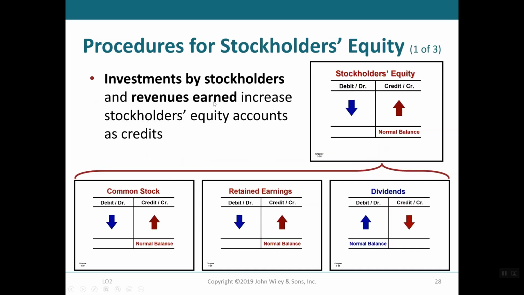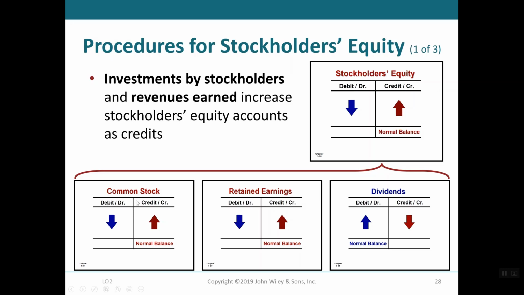Investment by stockholders and revenue earned increases stockholders' equity as a credit. So for the stockholders' equity, an increase in stockholders' equity is a credit, and a decrease in the stockholders' equity is a debit. The normal balance for the stockholders' equity is a credit. So the normal balance is credit balance.